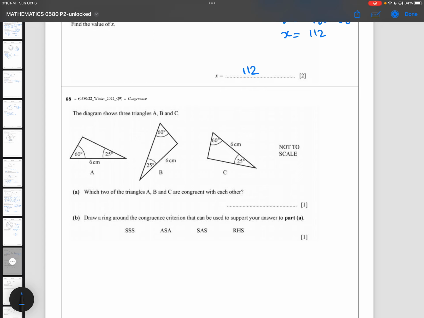which is the same in triangle C. That side beneath these angles is equal to 6. So A and C are congruent with each other. Draw a ring around the congruence criterion that can be used to support your answer to part A. So the two angles and the side between them are equal, so that is angle side angle.